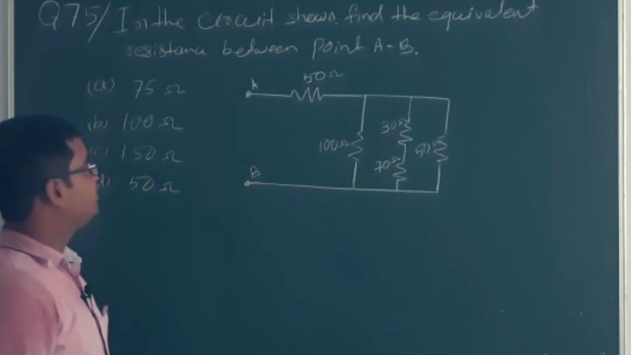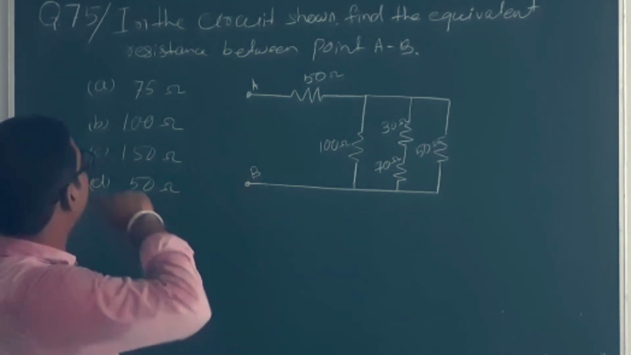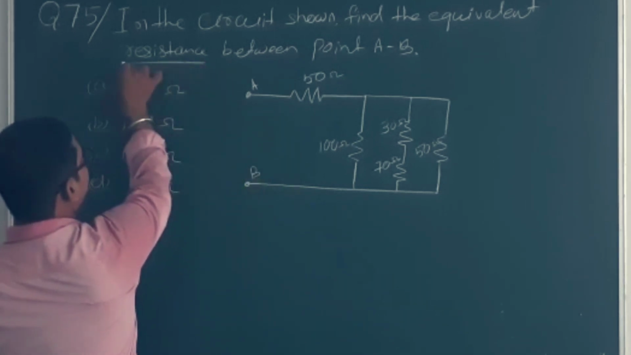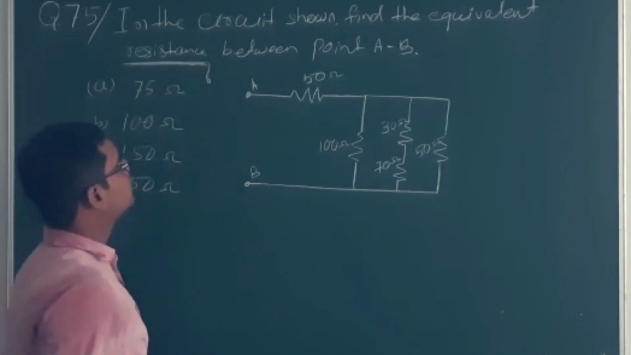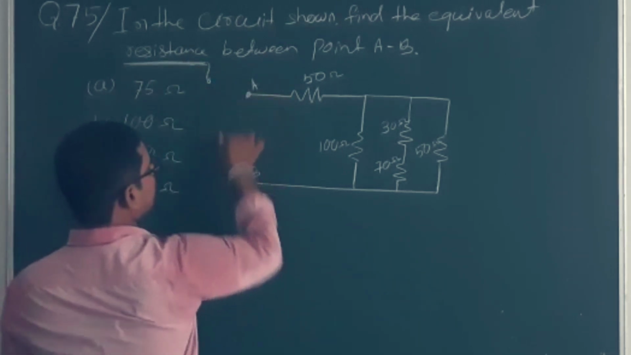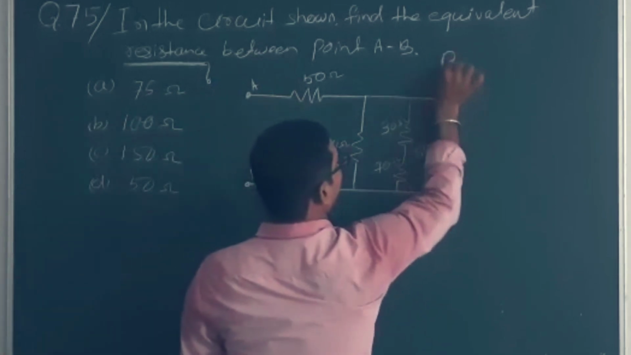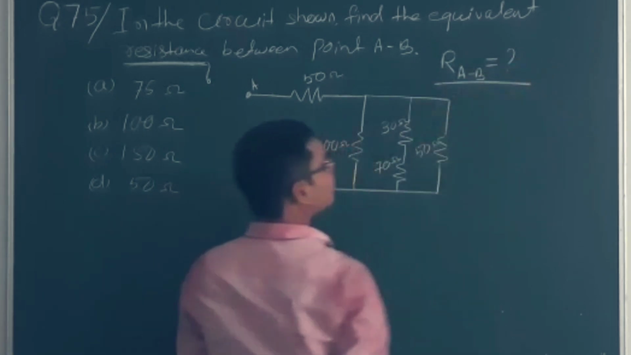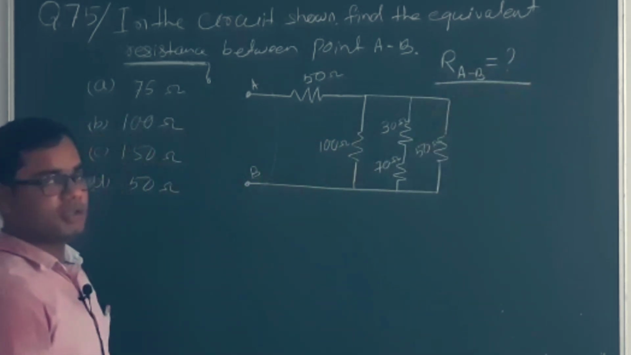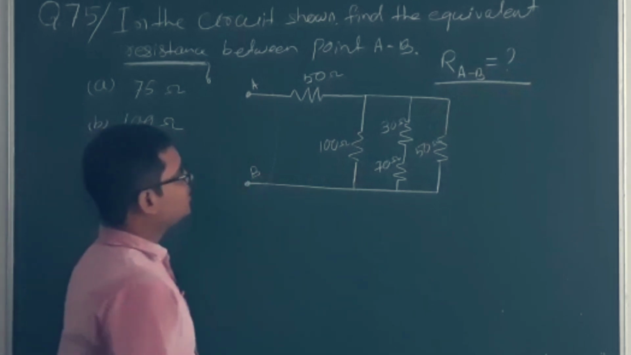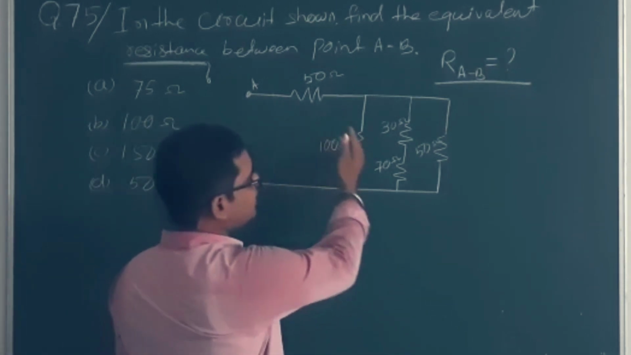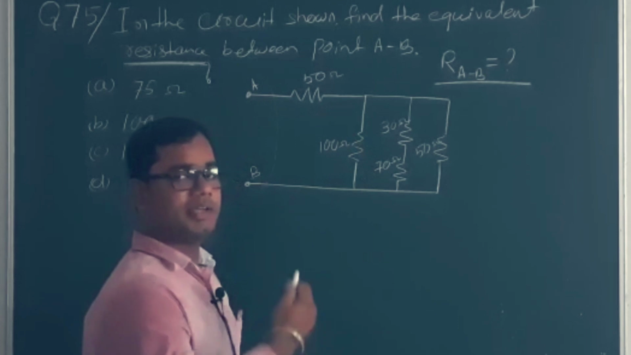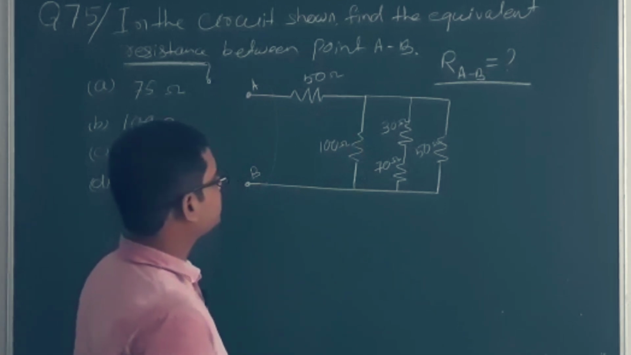So moving to question number 75, a circuit is given here. In the circuit shown, find the equivalent resistance between the points A and B. So you have to find R equivalent, or the R AB value. If we closely view the circuit, it has some series and parallel resistances, but you have to solve the circuit in such a way that it is easy for you to find the equivalent resistance.